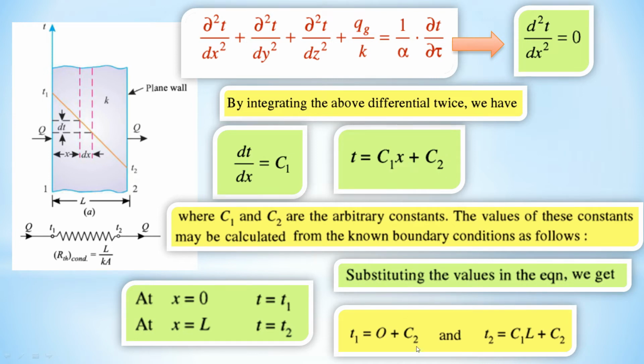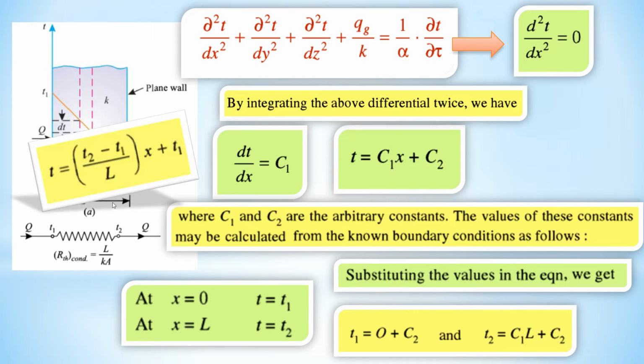So we are getting the value of C2 equal to T1. Same as we will put the value from the second boundary condition x equal to L, T equal to T2, and we are getting T2 equal to C1L plus C2. So from this equation, we will put the value C2 equal to T1, and now we will make the subject C1. So C1 equal to T2 minus T1 divided by L. So this is the value of C1 and this is the value of C2.